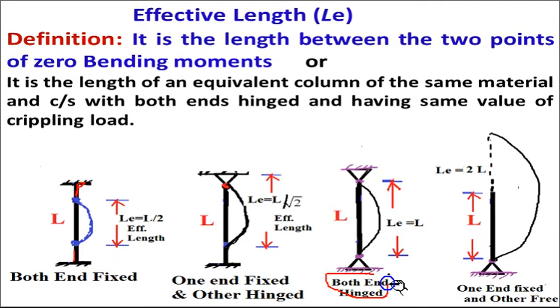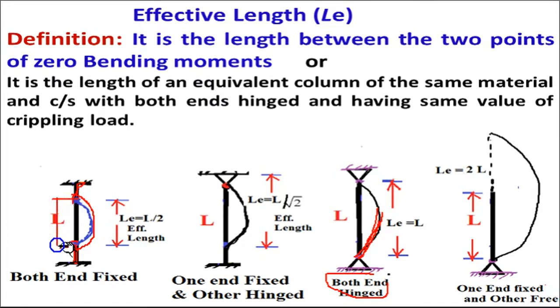So due to fixity, you can see at this end, when it is hinged, the buckling will start directly from the support. This curve will start directly from the supports. But whenever it is fixed, the curve does not start from the supports. It will be straight for a certain distance, and then it will start buckling like this. Means there will be hinge formation here, and there will be hinge formation here, and at the hinge, bending moment is zero, or these are the points of zero bending moment.